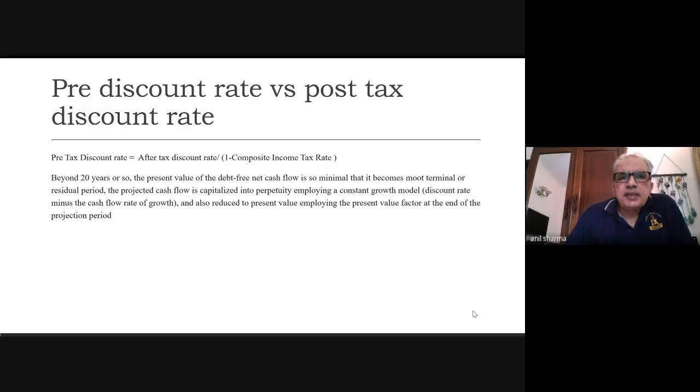calculations, right? So generally the pre-tax discount rate is equal to the after-tax discount rate divided by 1 minus the composite income tax rate. That is generally how you adjust the discount rate based on whether you're taking the pre-tax income or you're taking the post-tax income.